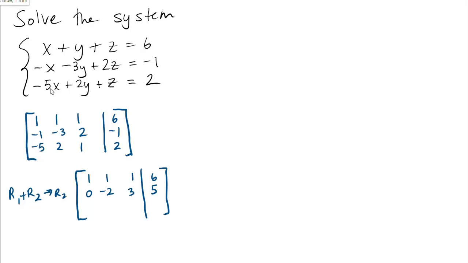If I told you I wanted you to eliminate the x's, you'd take 5 times the first equation and add it to the third equation. We're going to take 5 times the first row and add it to the third row. And we're going to use that to replace the third row. So 5 times 1 is 5, plus -5 is 0. 5 times 1 is 5, plus 2 is 7. 5 times 1 is 5, plus 1 is 6. 5 times 6 is 30, plus 2 is 32. And this row translates to 7y plus 6z equals 32.